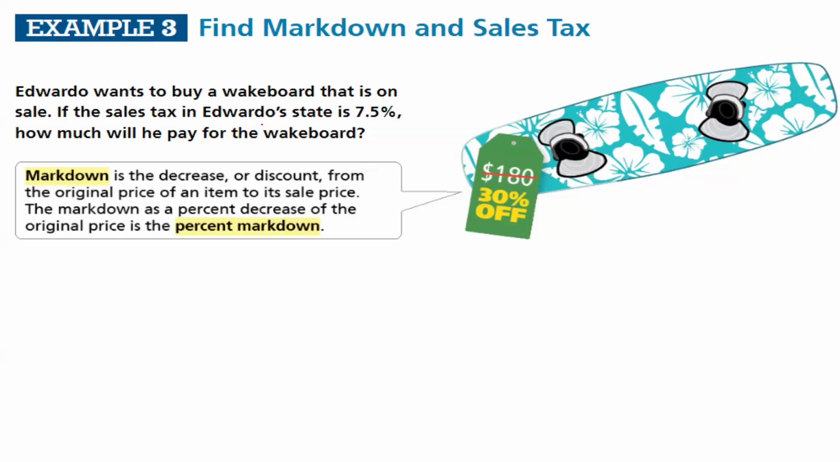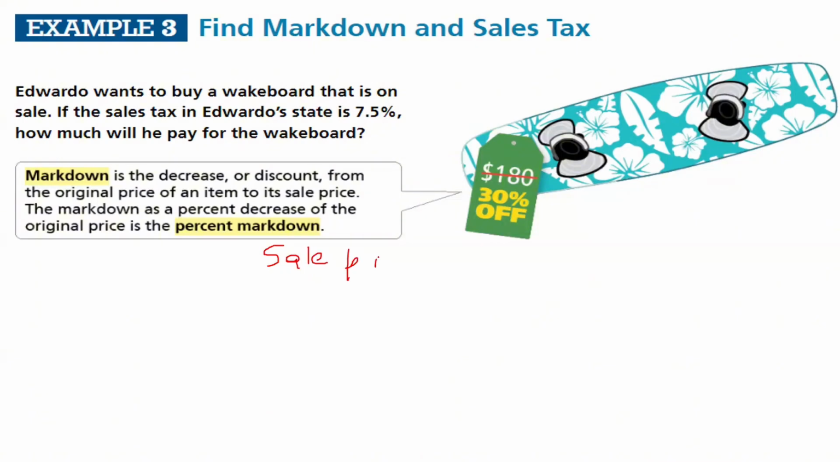It says Eduardo wants to buy a wakeboard that is on sale. If the sales tax in Eduardo's state is 7.5%, how much will he pay for the wakeboard? So before we can do anything to know the final price he will pay for the wakeboard, first we need to know the sale price. How much is the item for that is on sale? What's the price of the item that is on sale? So we are going to look at how we find or calculate the sale price.